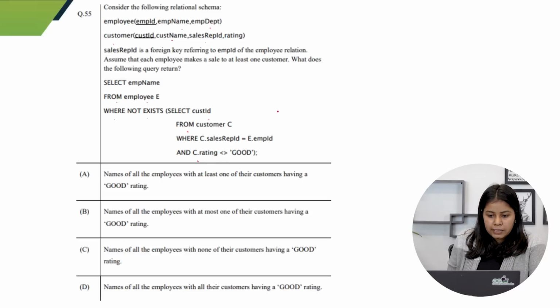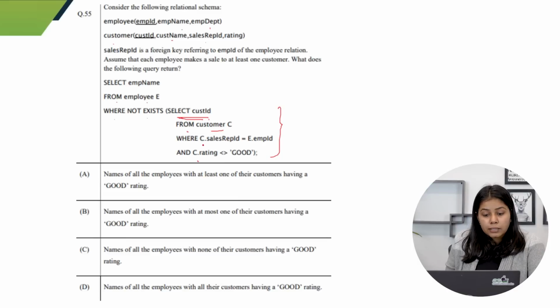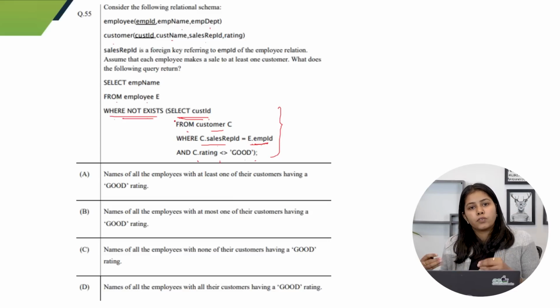So that means, let's see this inner query. In this, we have to select all those customer ID from the customer table where customer sales ID is equal to employee ID, and their customer rating is not good, right? So I'm finding this out in this inner query, and I have to take all those values which are not included in this query, right? Because they have written here where not exists, so we want to find out all those employees with which our customers have a good rating. So we want employees which have those customers which have a good rating.